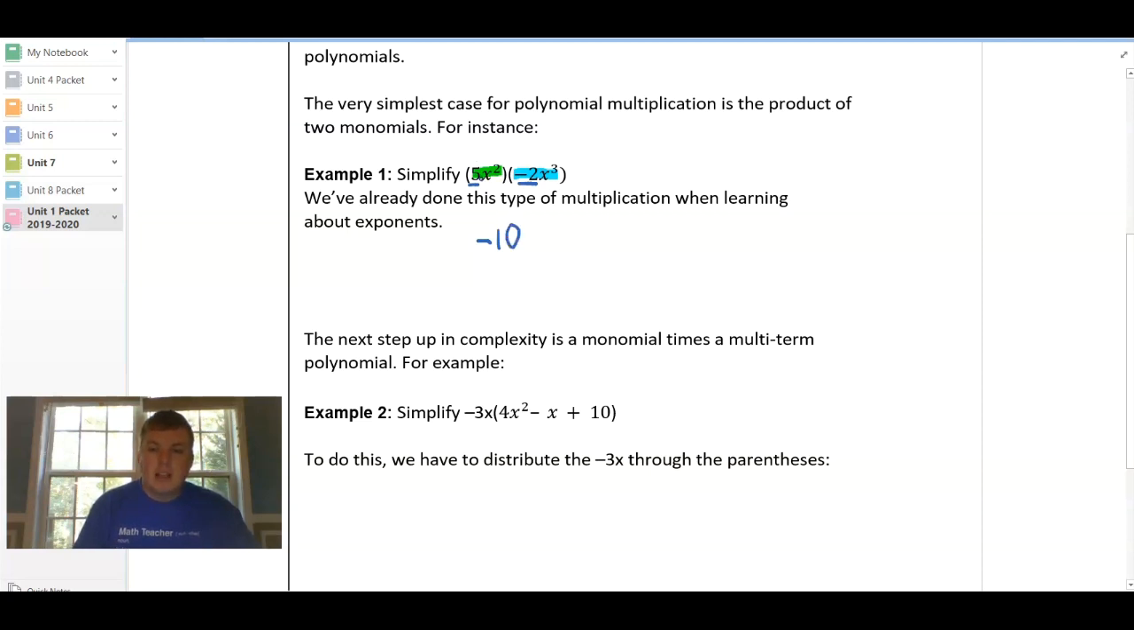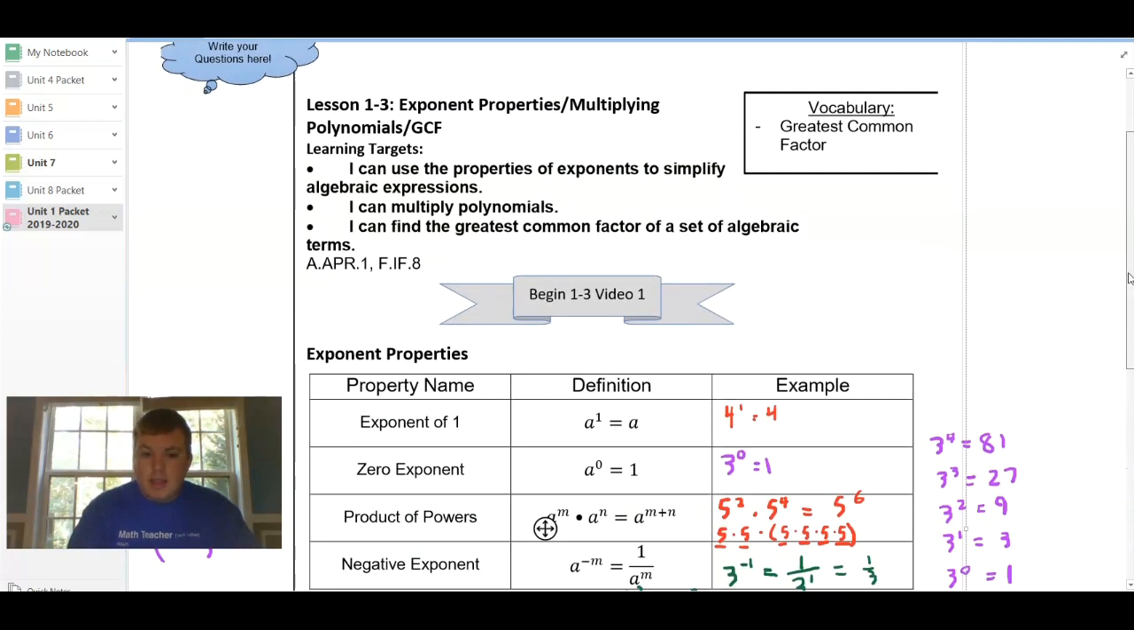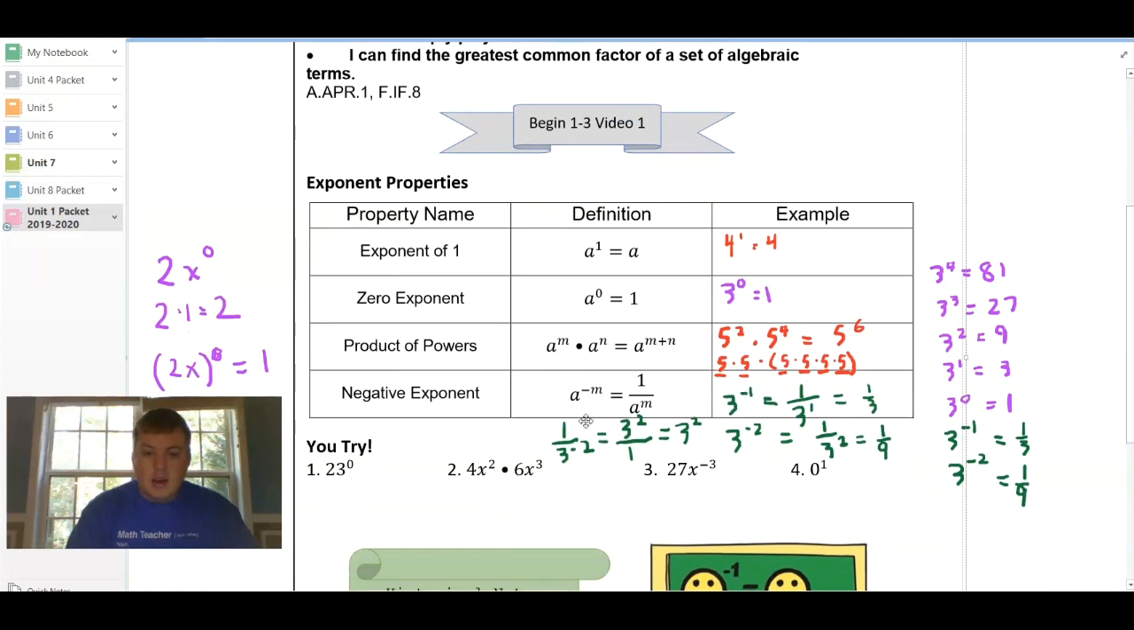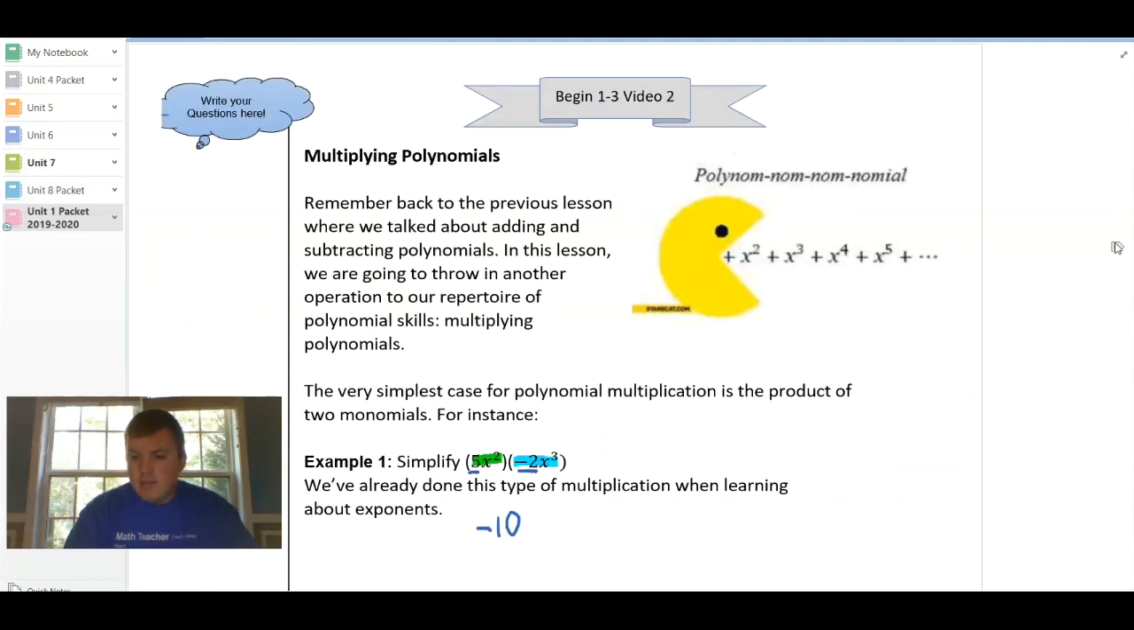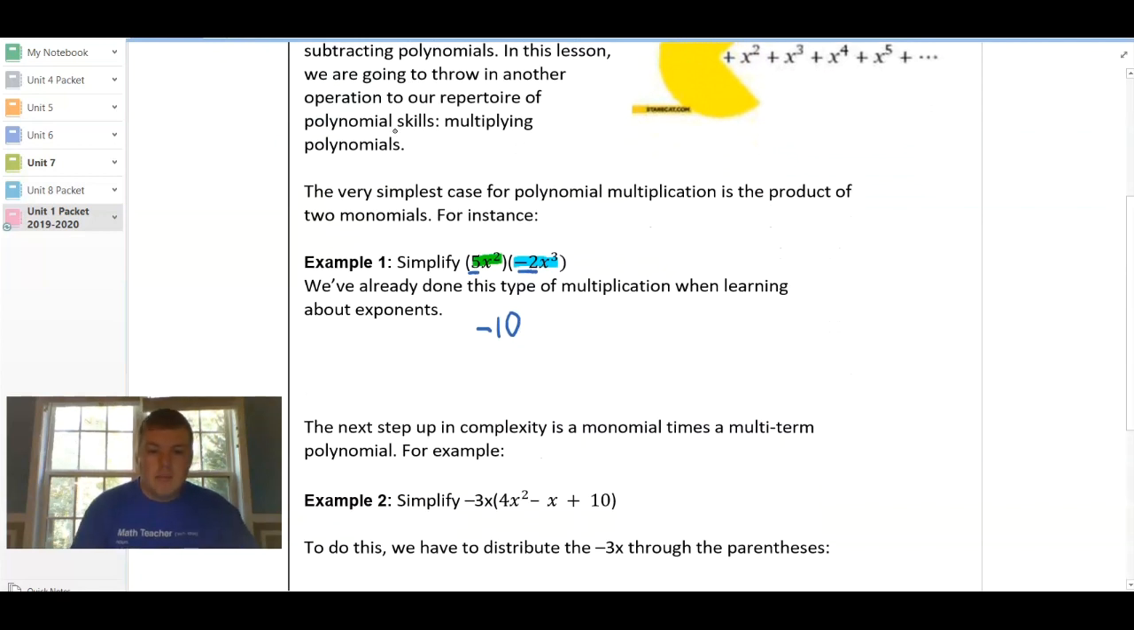Now, if you remember back to our exponent video, when we were multiplying things that had the same base, we added the exponents together. We had the example 5 to the second times 5 to the fourth. We add the 2 and the 4 together and got 6. So we're going to do that with this process. We have x squared times x to the third, so we're going to add those exponents. 2 plus 3 is, of course, 5. So that's going to give us x to the fifth, and that's our answer.